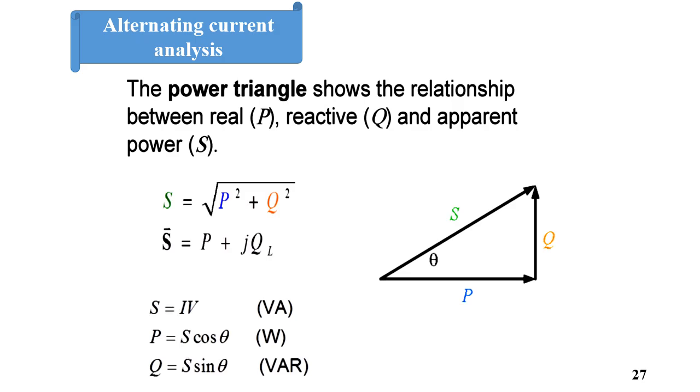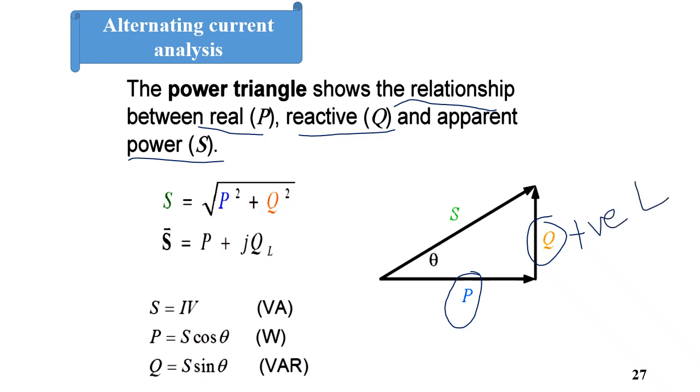For the power triangle, which shows the relationship between the real power, reactive power, and apparent power, we have the real power, which is in the resistances and is horizontal. Perpendicular to it is the reactive power, which is positive for inductance and negative for capacitance. And the total or resultant power, the apparent power S, equals from the triangle the square root of P squared plus Q squared, from Pythagoras.